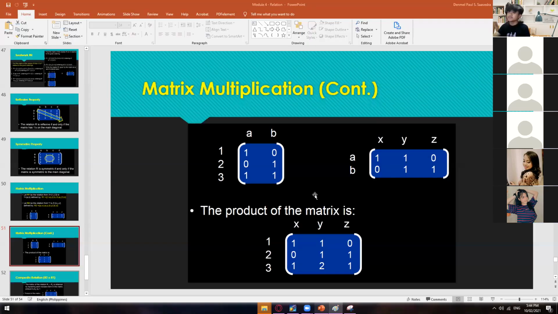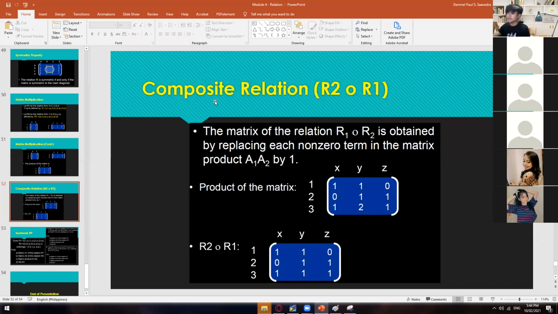Very good. So now let's move on to the composite relation R2 o R1. So this one is super simple, super easy. So when we say R1 o R2 or R2 o R1, basically it is whatever is the product of that relation. So basically we have this product, right? So 1, 1, 1, 1, 2, 1.